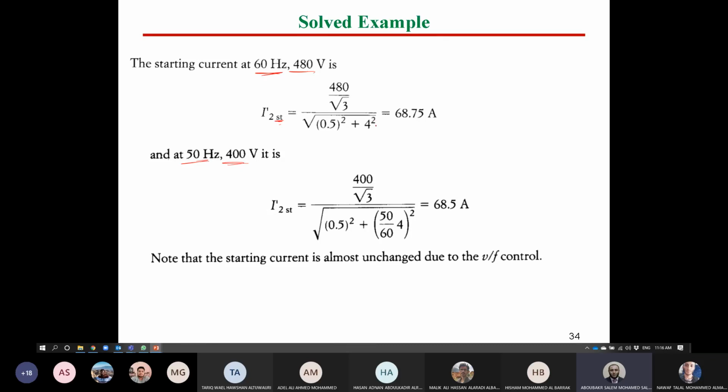However, at reduced voltage and frequency, the volt is 400 and the frequency is 50 Hertz, so we have to multiply the reactance by 50 over 60. As you can see here, this is our starting current, and here as well, it's the same. So this means V over F control will not affect the starting current. It will be the same. Okay? Is it clear?